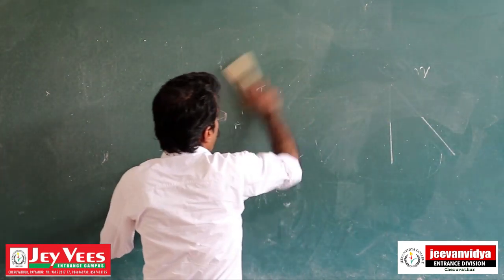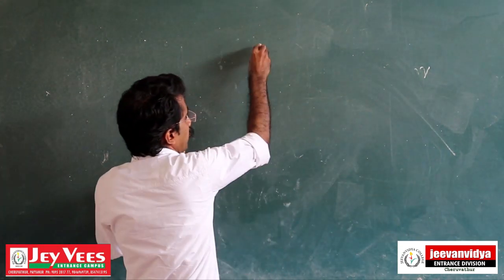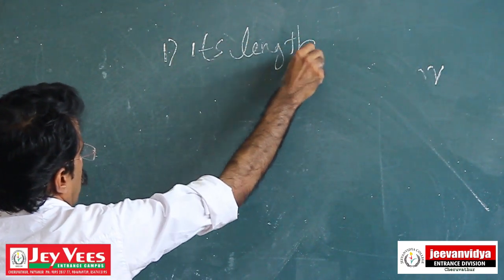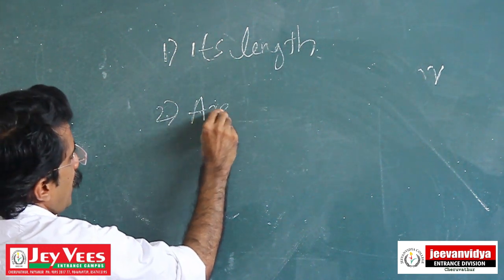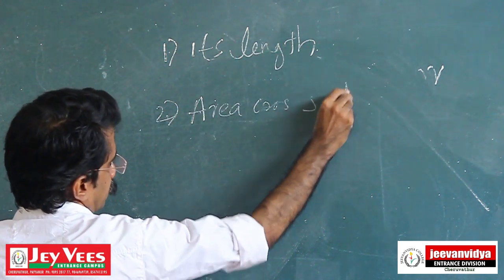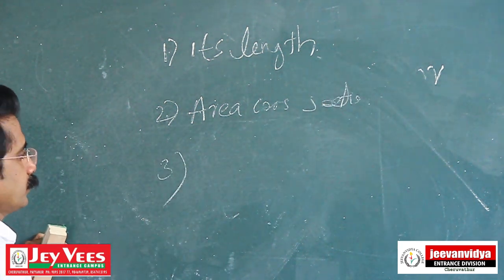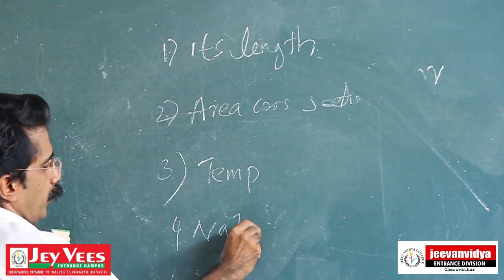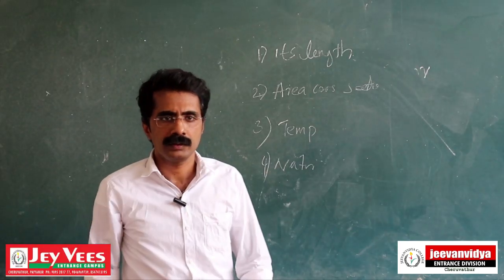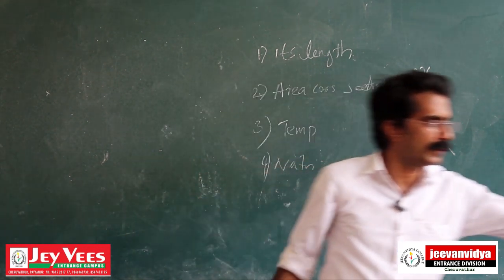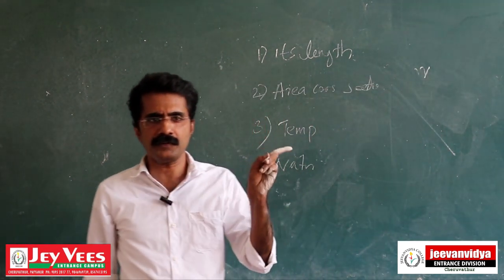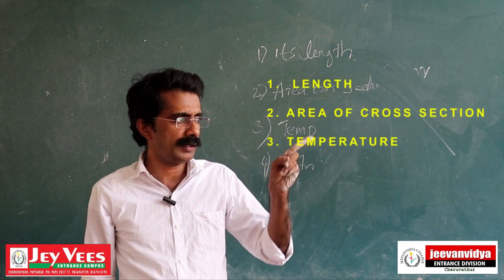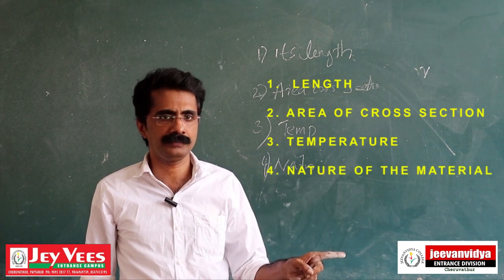First one, the factor affecting the resistance of the conductor is its length. Second one, area of cross section. And third one, temperature and nature of the material. The factors affecting the resistance of the conductor are length, area of cross section, temperature, and nature of the material.